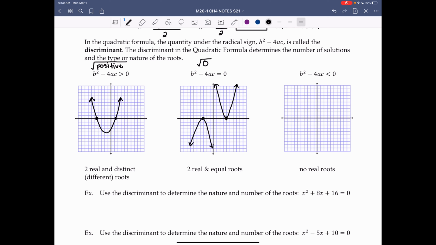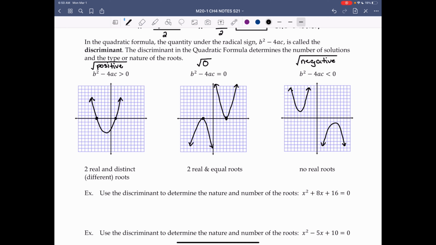And then the third situation is where the discriminant, b squared minus 4 times a times c, is less than 0, so where we have the square root of a negative. In that situation, we have no real roots. So the parabola would have no x-intercepts. If it's opening up, it might look like this, and if it's opening down, it might look like this. We never touch the x-axis, therefore we do not have any solution.